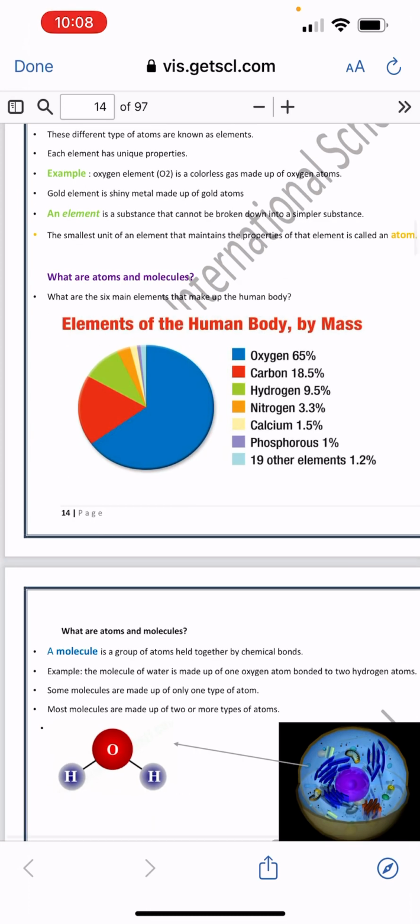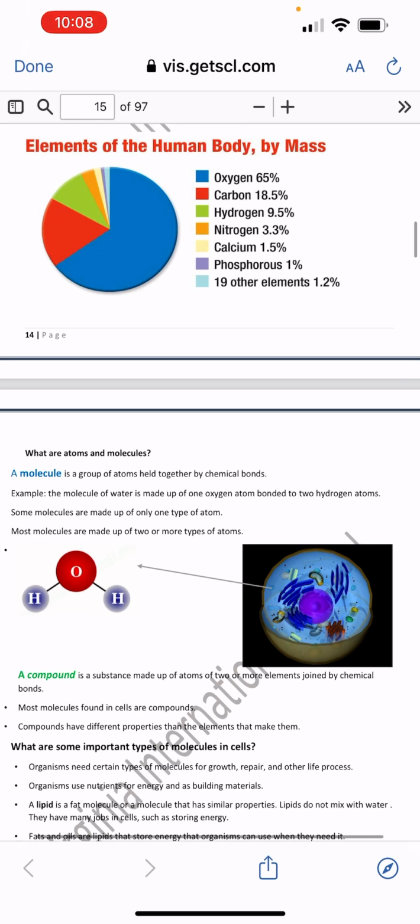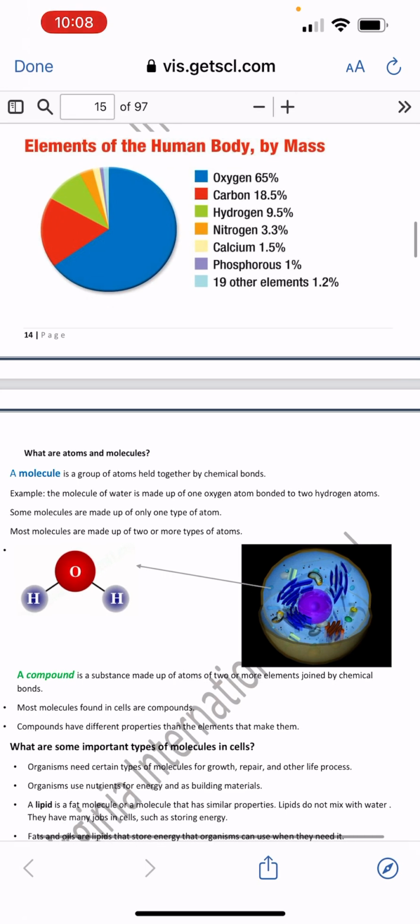We have six main elements that make up the human body: oxygen, mostly like 65%, then carbon, hydrogen, and also nitrogen, calcium, and phosphorus.